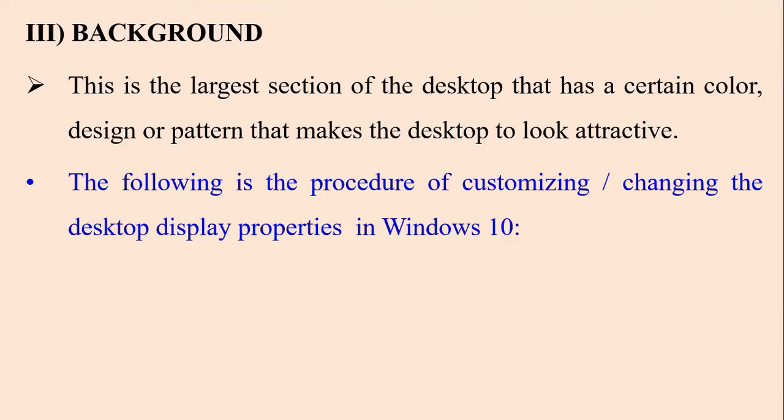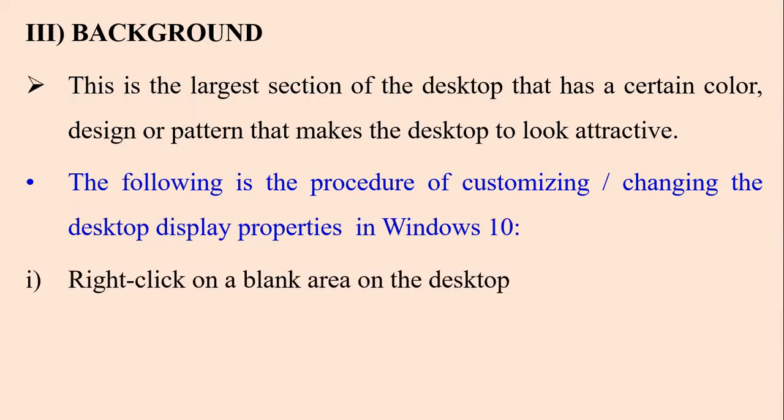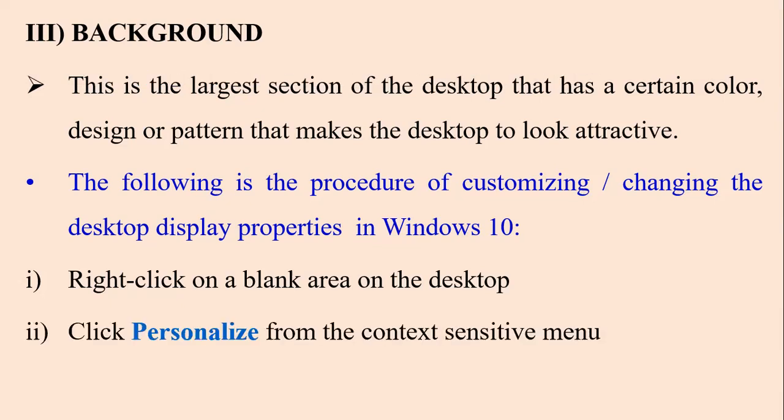So the following is the procedure that you can follow to customize or make changes on the way your desktop looks. Now, this procedure is for customizing or changing the desktop display properties, especially in Windows 10. Number 1, you right-click on a blank area on the desktop. Then you click on Personalize from the context-sensitive menu that will be displayed.